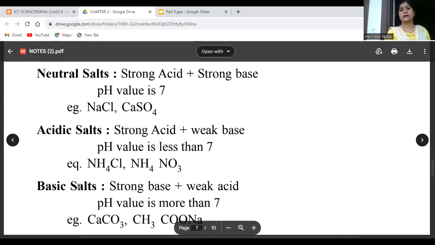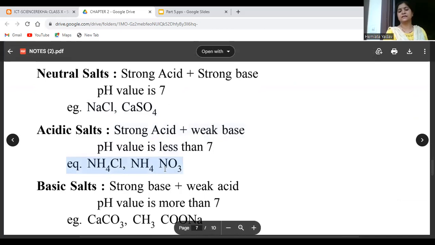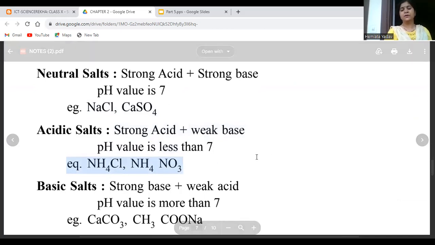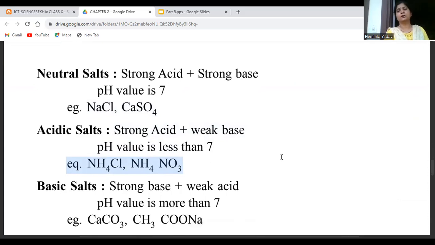Neutral salts are formed from strong acid and strong base. Their pH is 7. NaCl and CaSO4 are neutral salts. Acidic salts are produced by the reaction of strong acid with weak base. The pH value is less than 7. NH4Cl and NH4NO3 are examples of these salts. You can write the examples because in the copy there should be many examples for you to learn. So write these examples in a copy. You can take a screenshot also.